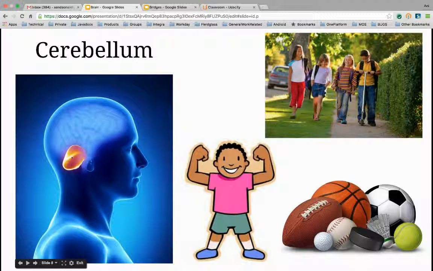The cerebellum is at the bottom of your brain. This is one of the most, I guess you could say, fun parts of your brain. Most of the kids would value this part of the brain the most because it controls the way you move. When you're walking to school, when you're playing sports, when you're giving high fives to your friends, all of these things are controlled by your cerebellum.